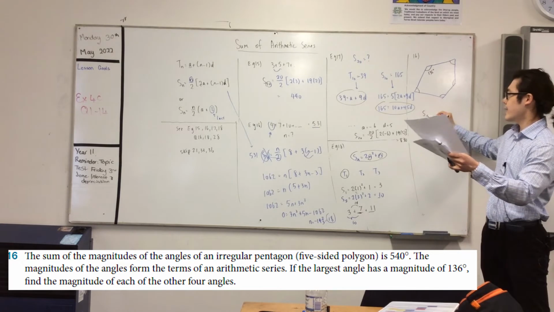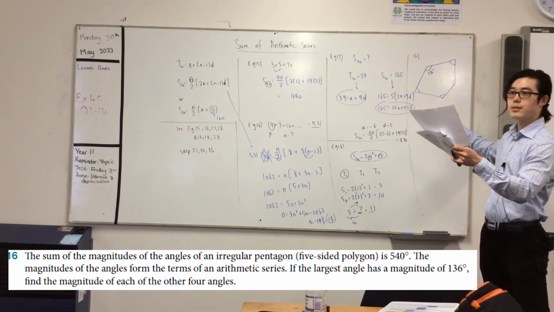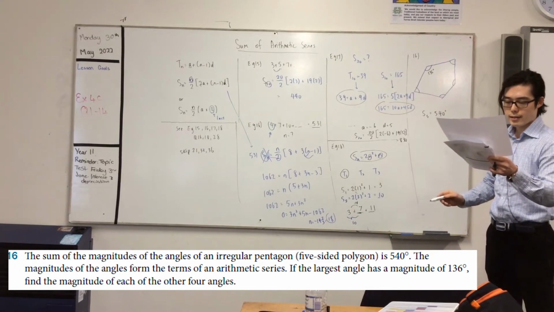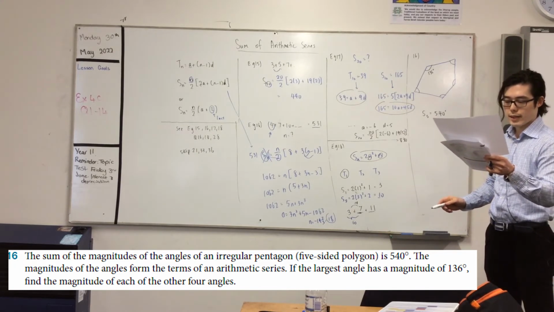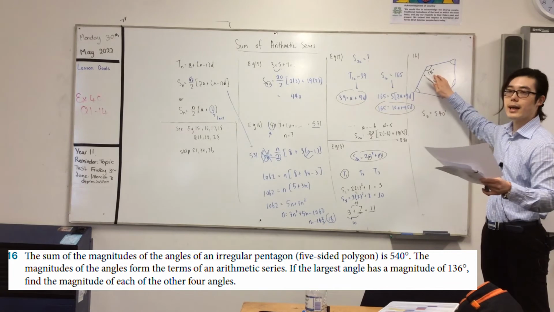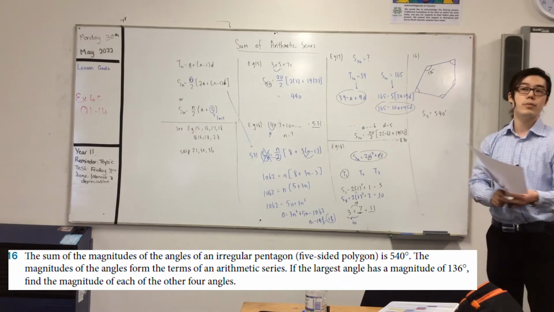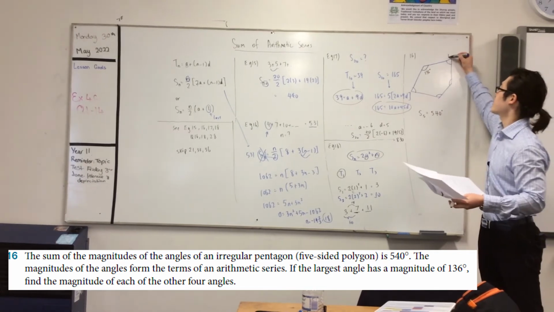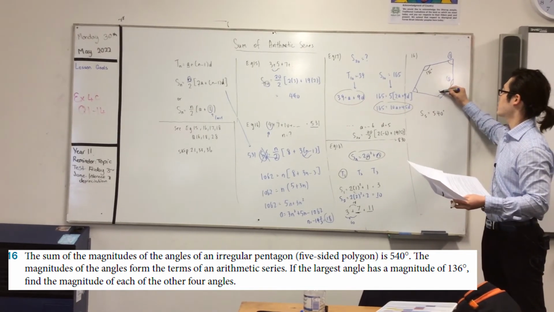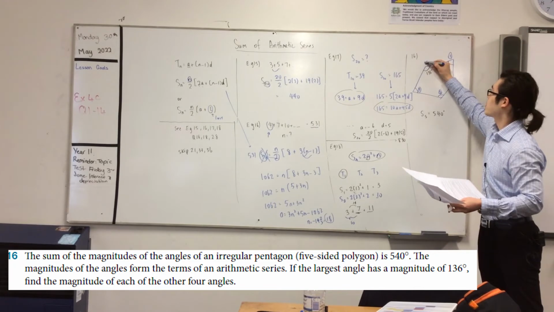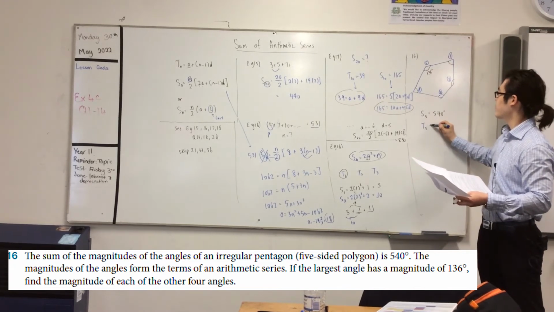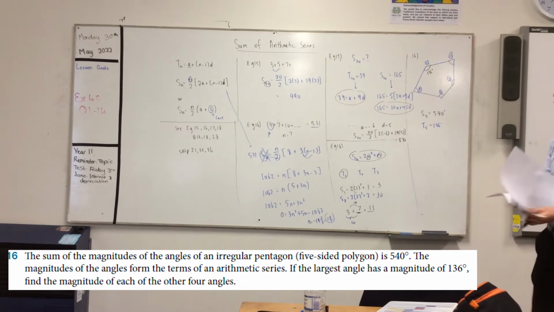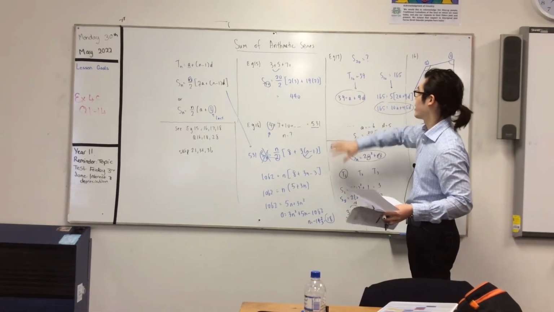So given that S5 is 540, that's the question. And it says the largest angle has a magnitude of 136. If that's the largest angle, what term is that? That's the last term. So let's just say it starts from here: 1, 2, 3, 4, 5. So given S5 and T5 is 136, figure out what those angles are. I'll leave that for you to do. It's the same idea as what I did somewhere out here.